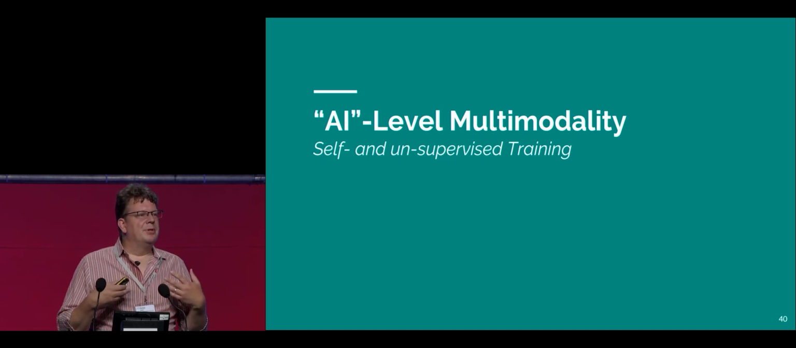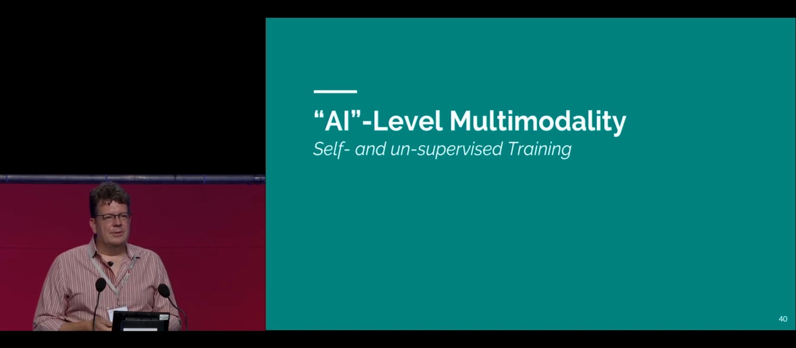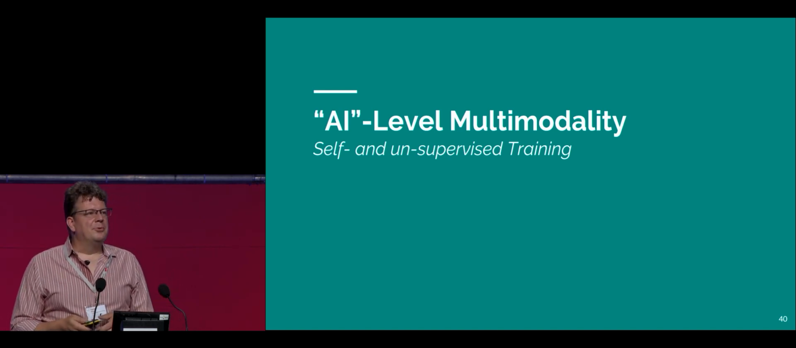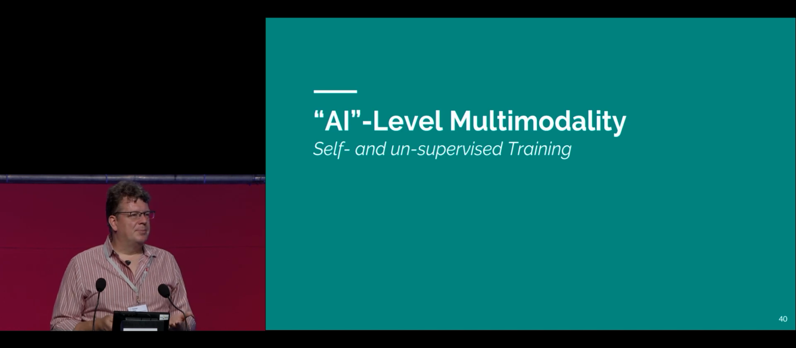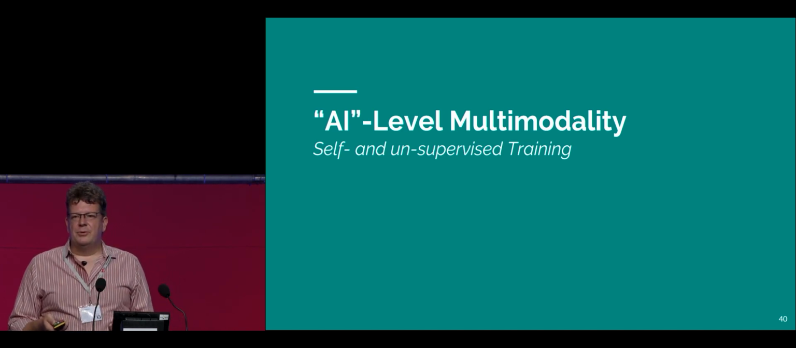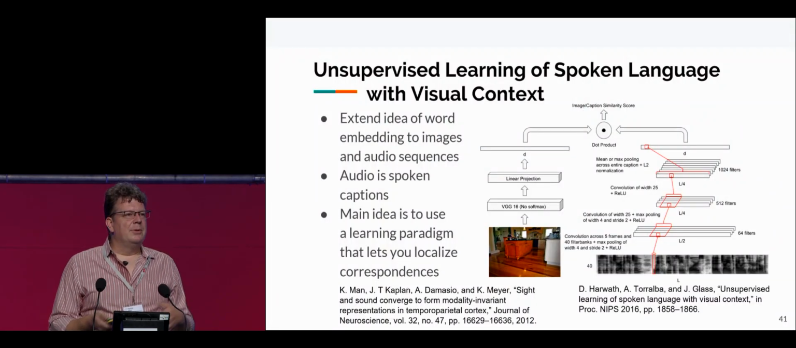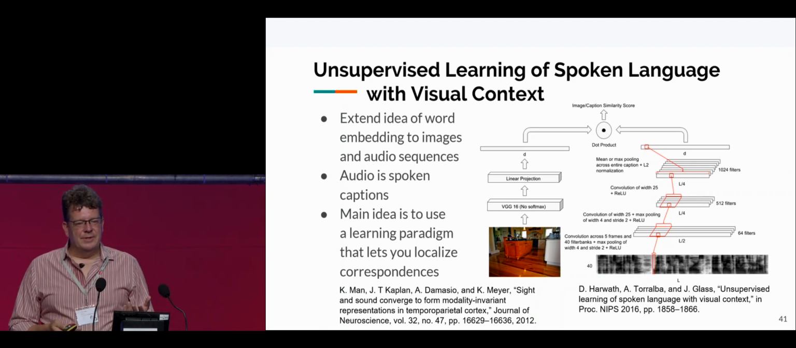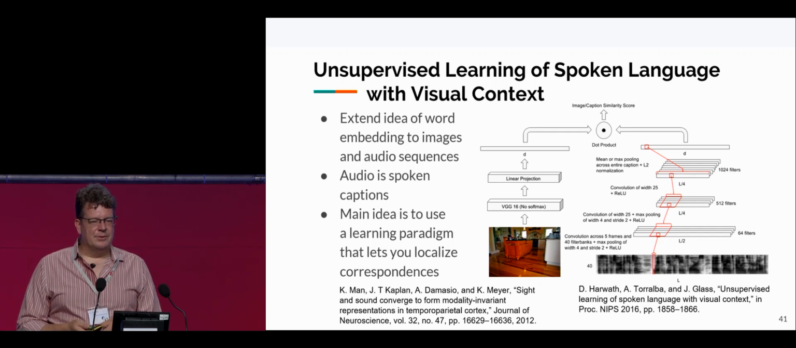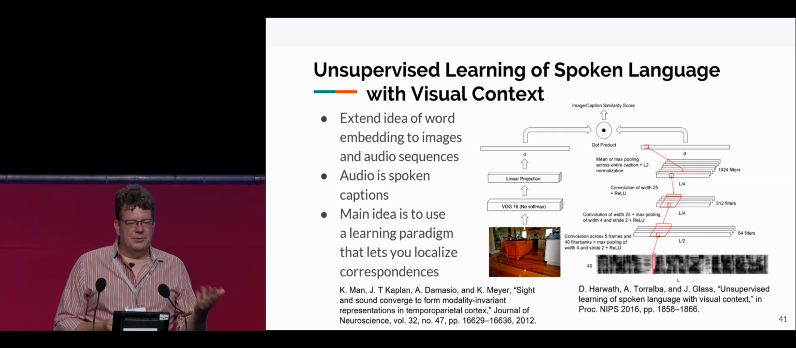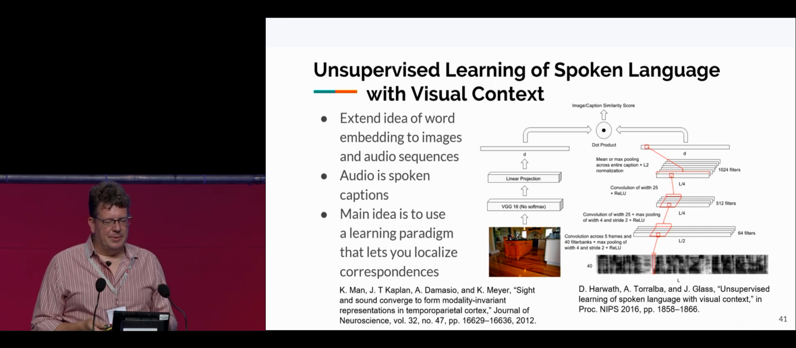Now, if we want to take it a step further still, what do we need to do to improve those systems and make them more practical? Well, I think what we need to do is take it towards self or unsupervised training, because all these systems so far relied on lots of labeled training data, and we live in an age where we have lots of unlabeled training data and want to make use of it. So a lot of exciting multimodal work these days is going on in the field of unsupervised learning of spoken language with visual context.